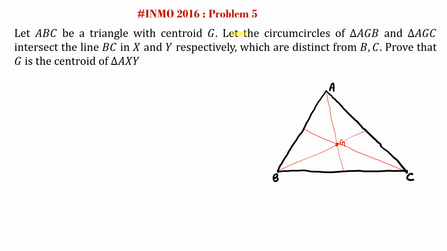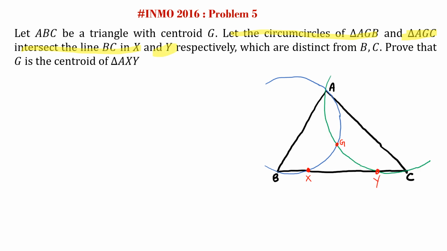Let the circumcircles of triangle AGB and AGC intersect the line BC in X and Y respectively. So the circumcircle passing through the points A, G, B intersects the line BC at X, right? And similarly, the circumcircle passing through the points A, G, C intersects BC at Y. Okay, so we have something like this, which are distinct from B and C, of course.